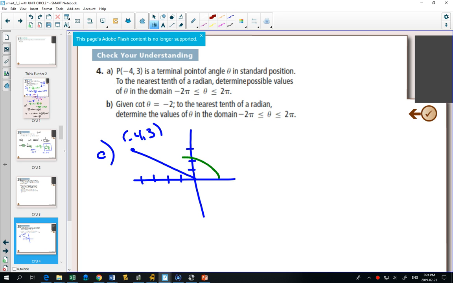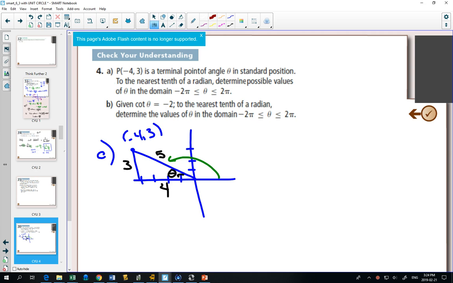Here's my angle in standard position, but anytime I draw a terminal arm, I can always make a right-angle triangle back to my x-axis where I label my reference angle. I know that this length is 4, this length is 3. A squared plus B squared equals C squared. This length will be 5.